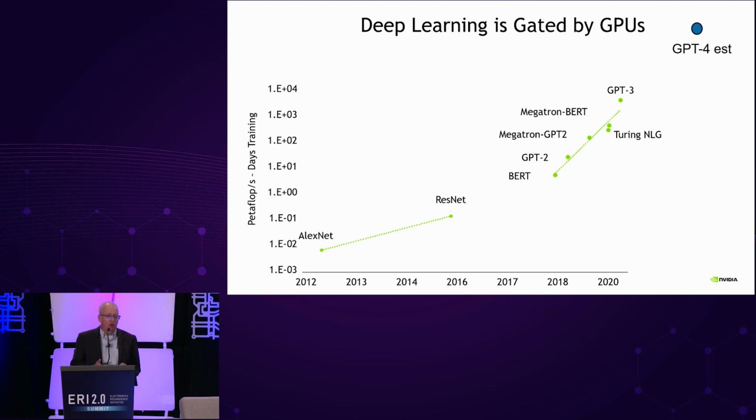Since the focus shifted to language models in about 2017, the growth has been even steeper, increasing more than an order of magnitude per year. In many ways, what people are able to do is gated by what we can provide in terms of computing horsepower. The big dot at the upper right is my estimate of where GPT-4 is, about 1 million petaflop days of training, or think about that as 1,000 exaflop days of training to train the GPT-4 model now in 2023.